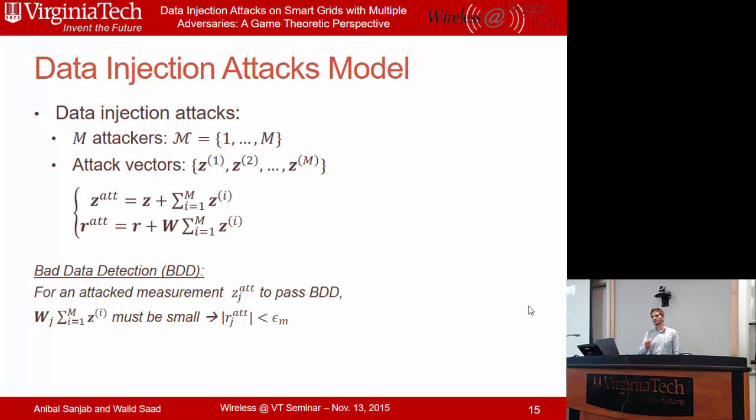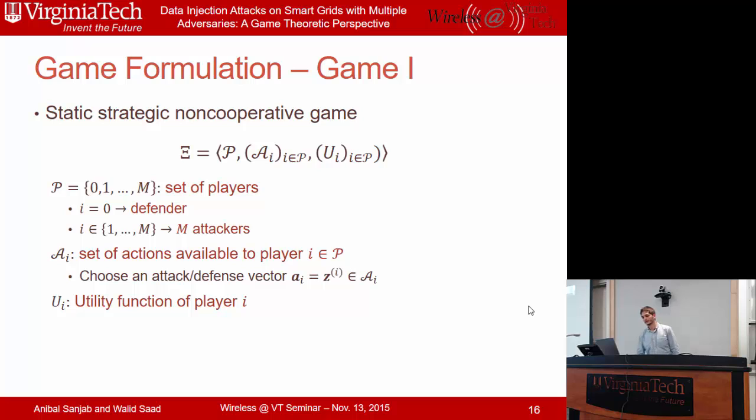And as we said before, for a measurement not to be counted as an outlier, the data injection attacker needs to make sure that the effect on the residual of that measurement isn't high enough. Okay. So we've made it obvious so far that there is a high strategic dependence between the attackers and the defender, because, as we said before, their actions and utility functions or objectives are highly coupled together, highly interconnected. So that this strategic interaction can be best modeled through a static strategic noncooperative game.